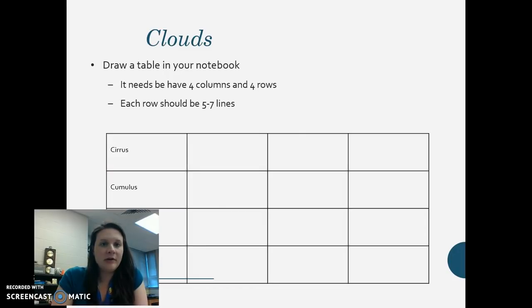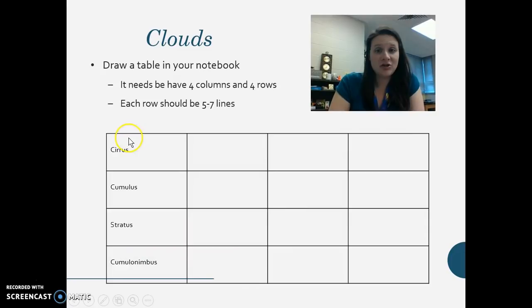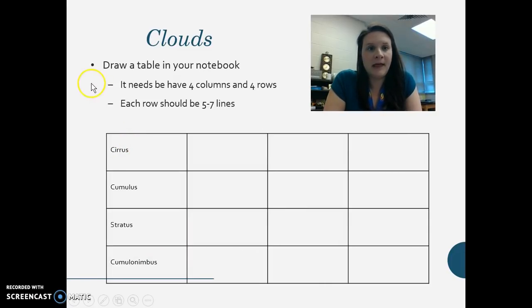Okay, what I want you to do next, we're going to be talking about clouds. You need to draw a chart in your notebook. So draw a table. It needs to have 4 columns and 4 rows. So just draw it in your notebook all the way to the edge of your paper here. I would space your rows out. It says each row should have 5 to 7 lines, depending on how big you write. So do that.